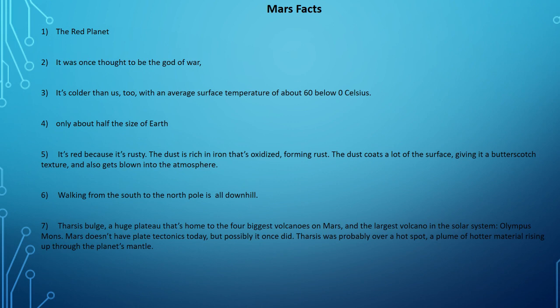Another large feature is the Tharsis Bulge, a huge plateau that's home to the 4 biggest volcanoes on Mars and the largest volcano in the solar system, Olympus Mons. Mars doesn't have plate tectonics today, but there's evidence it once did. Tharsis was probably over a hot spot, a plume of hotter material rising up through the planet's mantle.